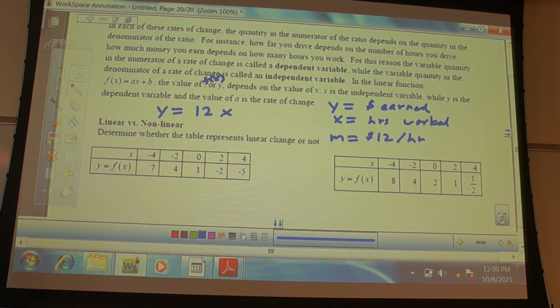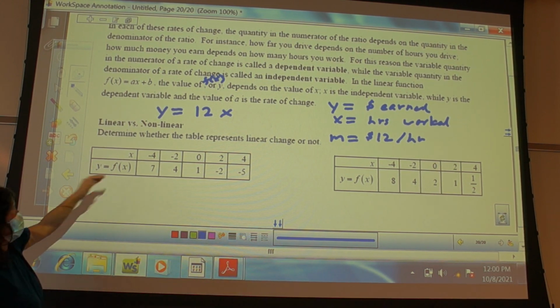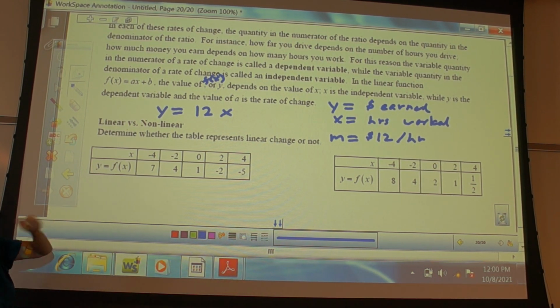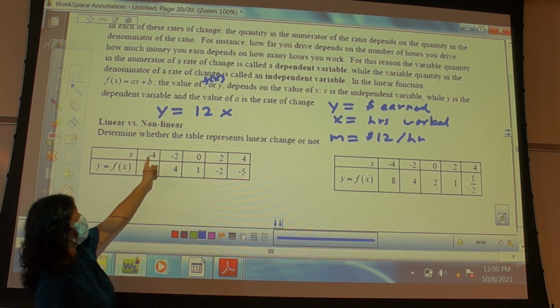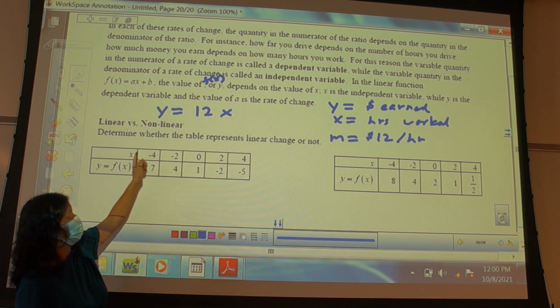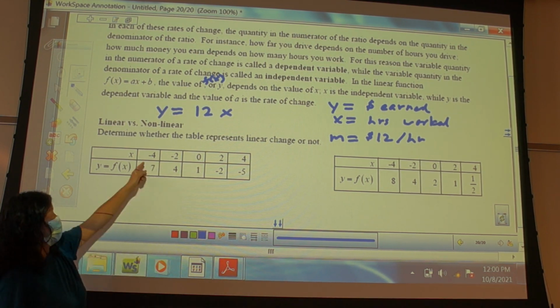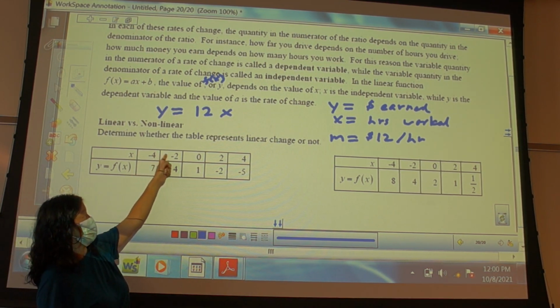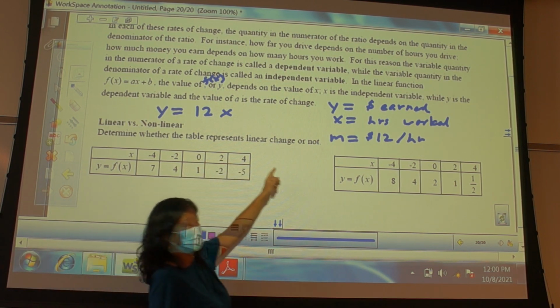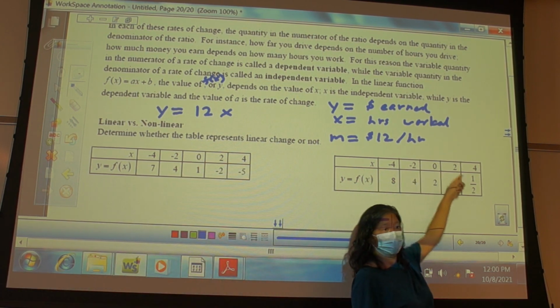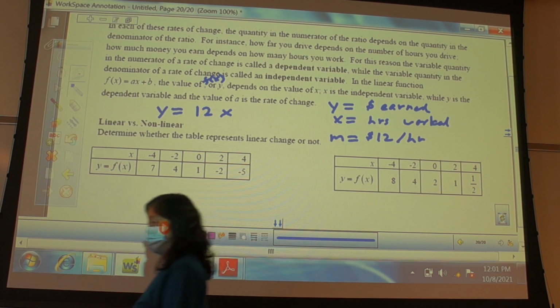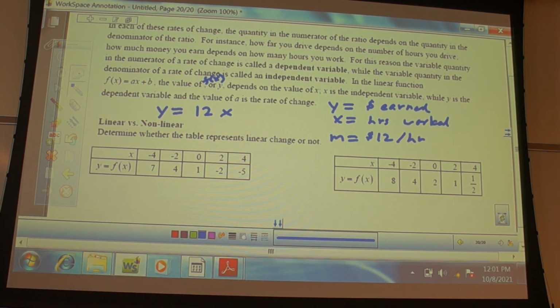Good. Now we're going to take a look at these ones. Do these represent linear change or not? The x's are all increasing by the same amount each time, by adding 2. Everybody with me? The x's are all going up by 2 each time. The y's should also go up by a constant amount each time, or down.